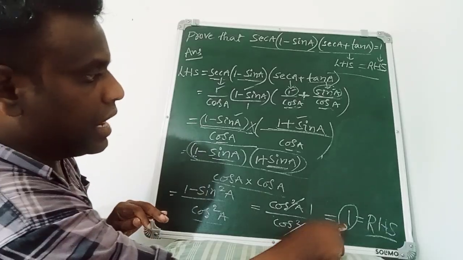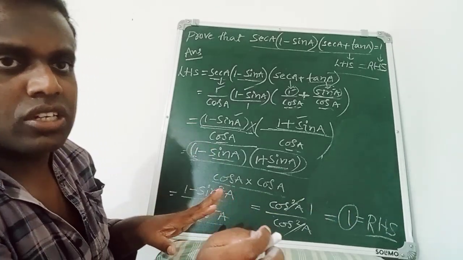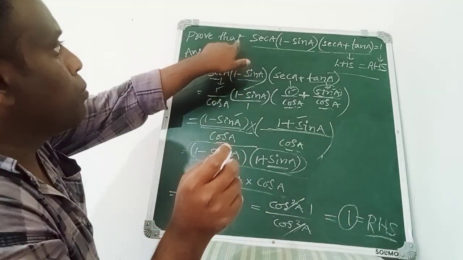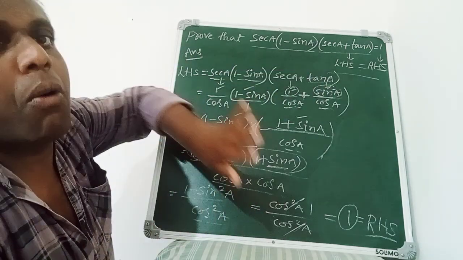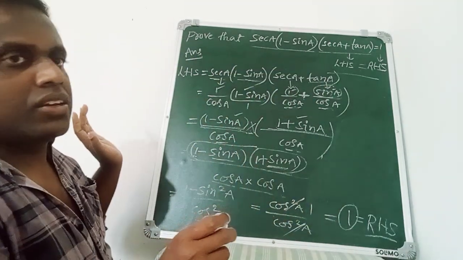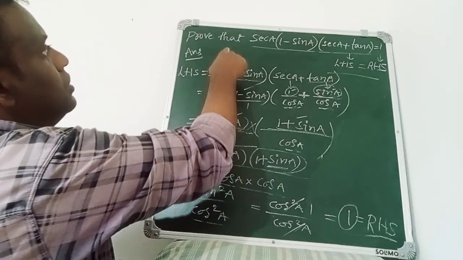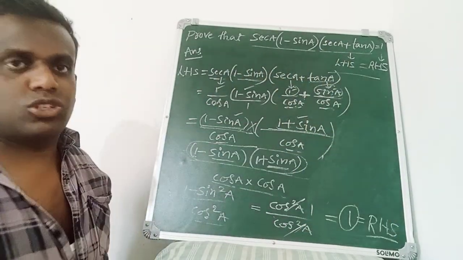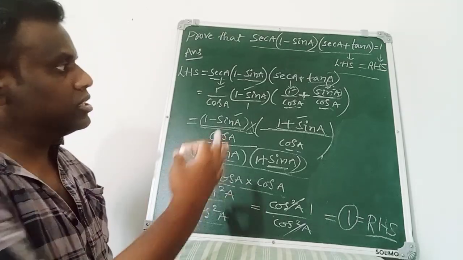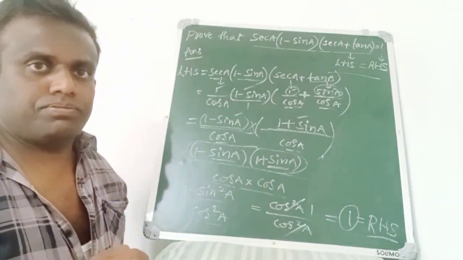Okay. When we get LHS is equal to RHS, that means we have proved this identity. Okay, we have solved this problem, we got the answer. So this identity is proved. That's all. Done. We are done with solving this problem.